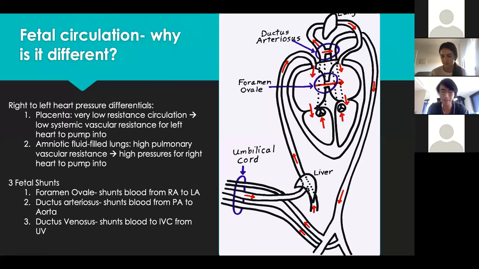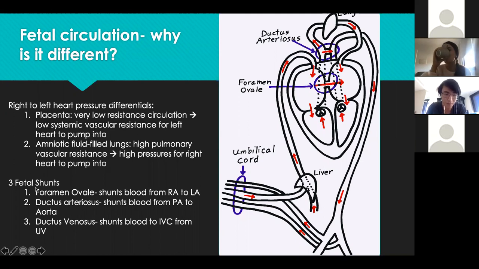And the second thing is that the fetuses are filled with fluid in their lungs. And this creates a very high pulmonary vascular resistance. And so the right heart has to pump against very high pressures to pump the blood through that circulation. And so if we combine the 2 together, we've got a higher right-sided pressure versus the left side. And so we're going to get right to left shunting across any kind of shunts or holes connecting the 2 systems.